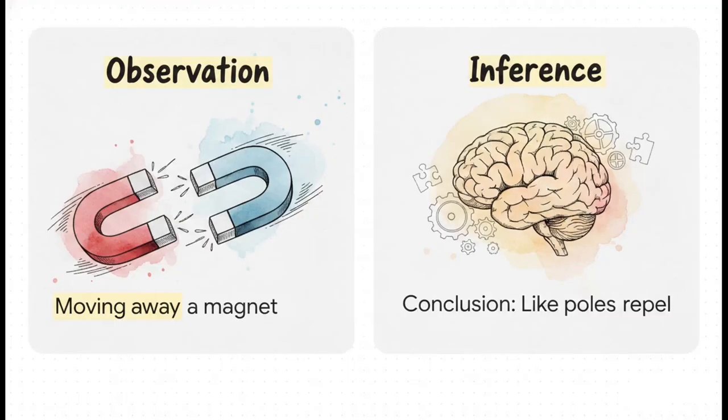Just to make this crystal clear for when you're standing in front of your own students, let's contrast these 2 concepts side by side. Let's switch gears to a physics example. Item 1. You physically see a magnet moving away from another magnet. That physical action, the literal moving away, that's your observation. Item 2. The inference is your brain rapidly connecting the dots. It's the conclusion that like poles repel. So observation is the action you witness, while inference is the scientific deduction happening right inside your head.